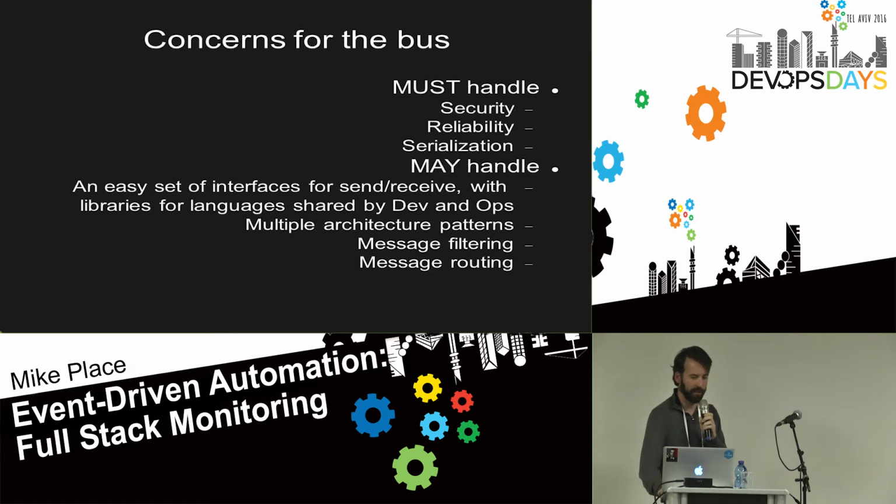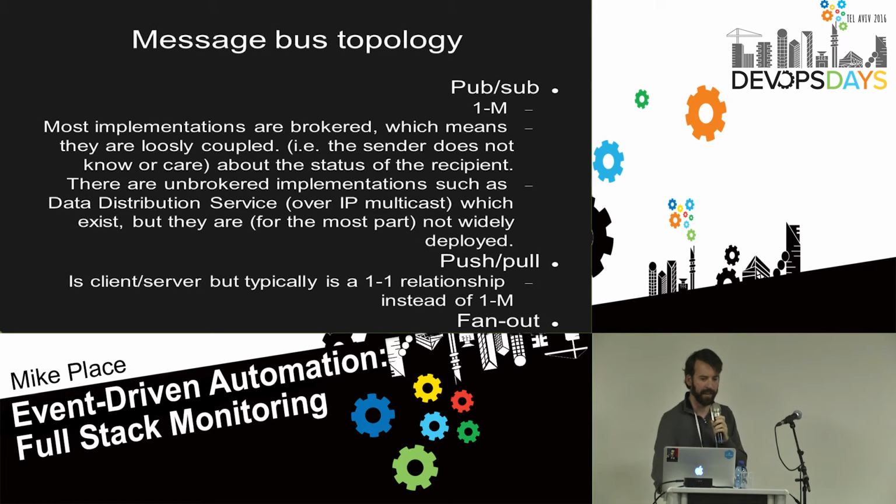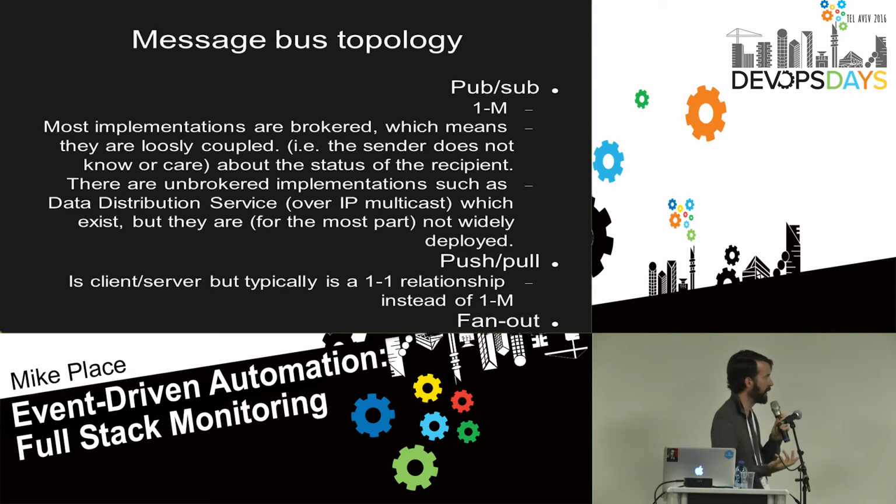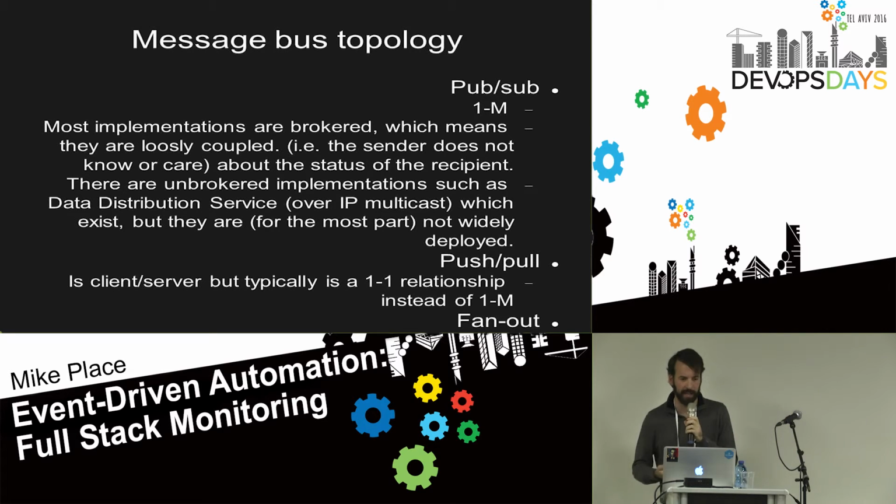We need to handle a couple of concerns. We must handle security. That's a long conversation and one that we don't have time for in the scope of this, but we can discuss it later on. Reliability, we need to be able to serialize data on this bus because, again, we need a common data model. And we need an easy set of interfaces for sending and receiving with libraries shared with languages on the dev side and on the ops side. We need to support multiple architectures, and we need to be able to do message filtering and message routing and what have you.